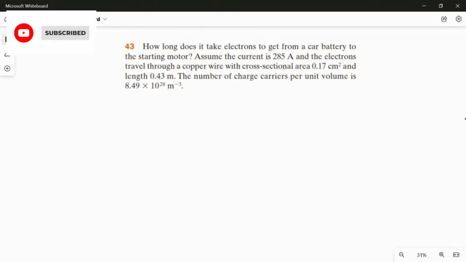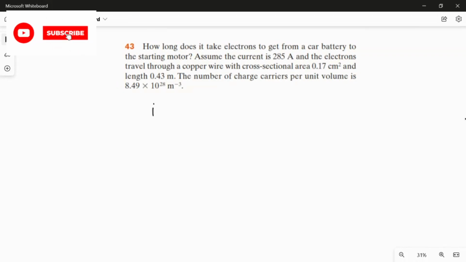So in this question, we are going to calculate the time taken by the electron to travel. For this, they gave the information about the current, which is 285 ampere, and the number of charge carriers, given as 8.49 multiplied 10 power 28. And also they gave the cross-section area of the copper wire as 0.17 centimeter square, but we have to convert it in terms of meter square. And also they gave the length of the copper wire. By using the current, area, length as well as the number of charge carriers, we are going to find the answer for the time. Okay, now I'm going to write the given.